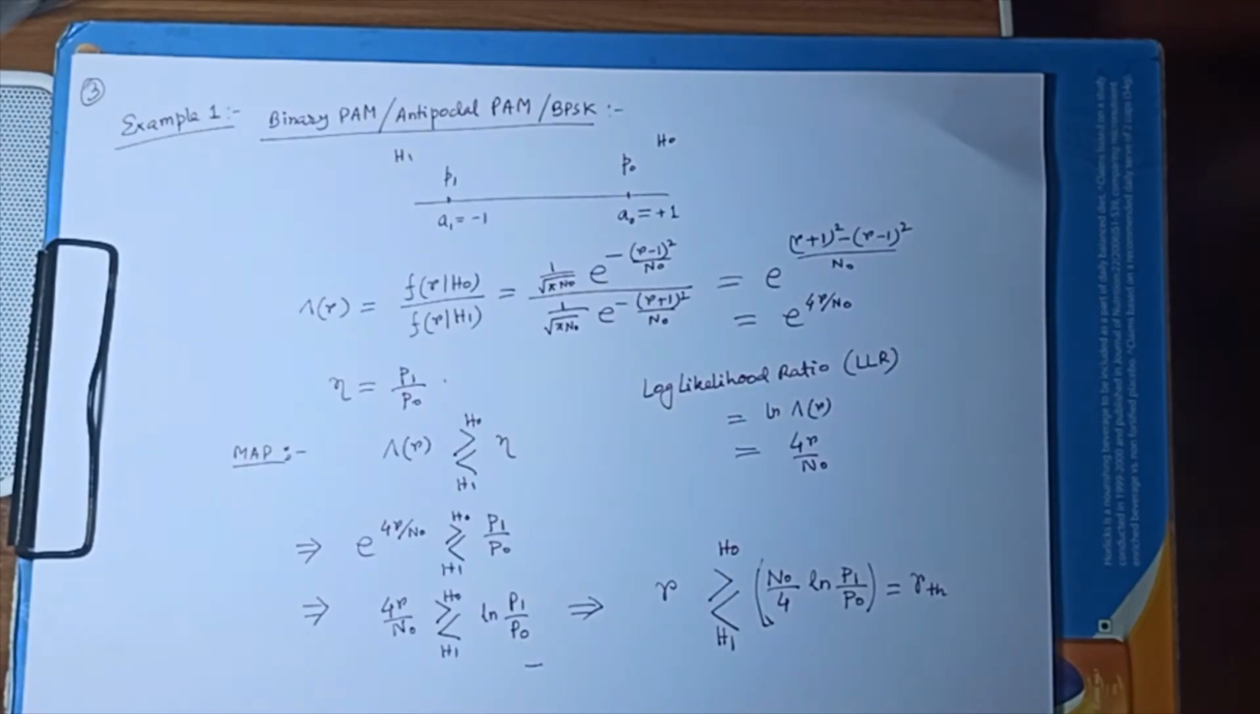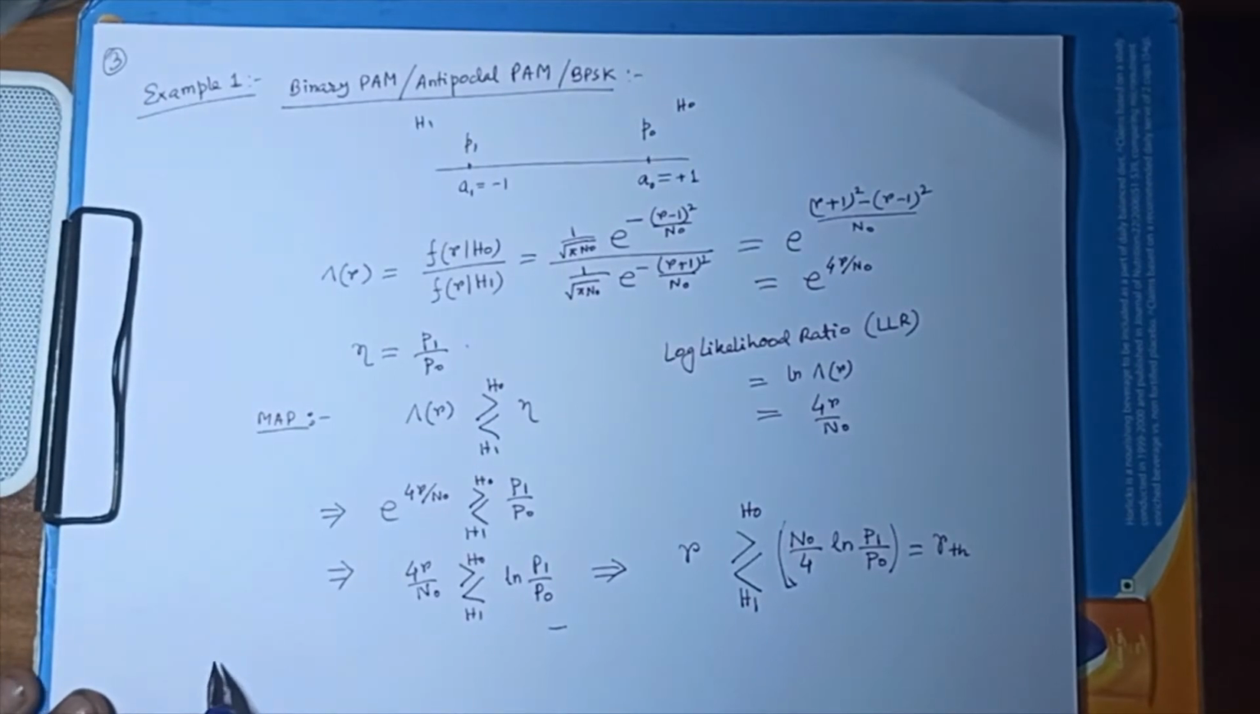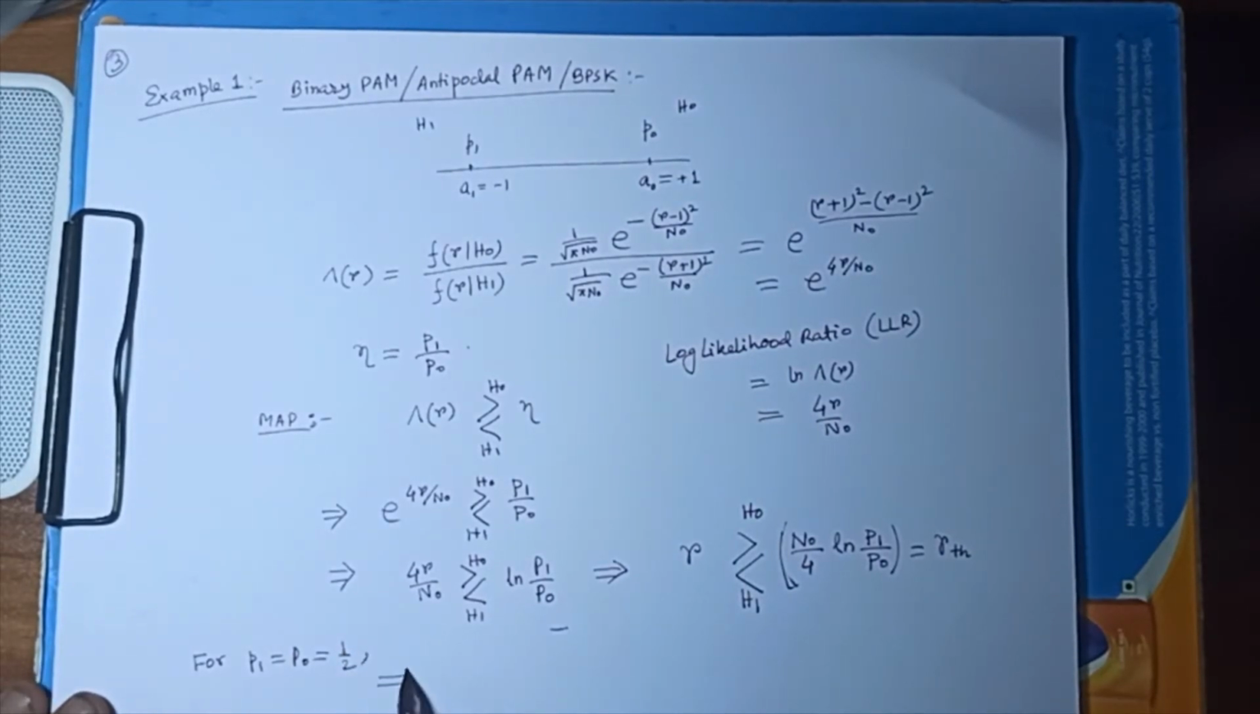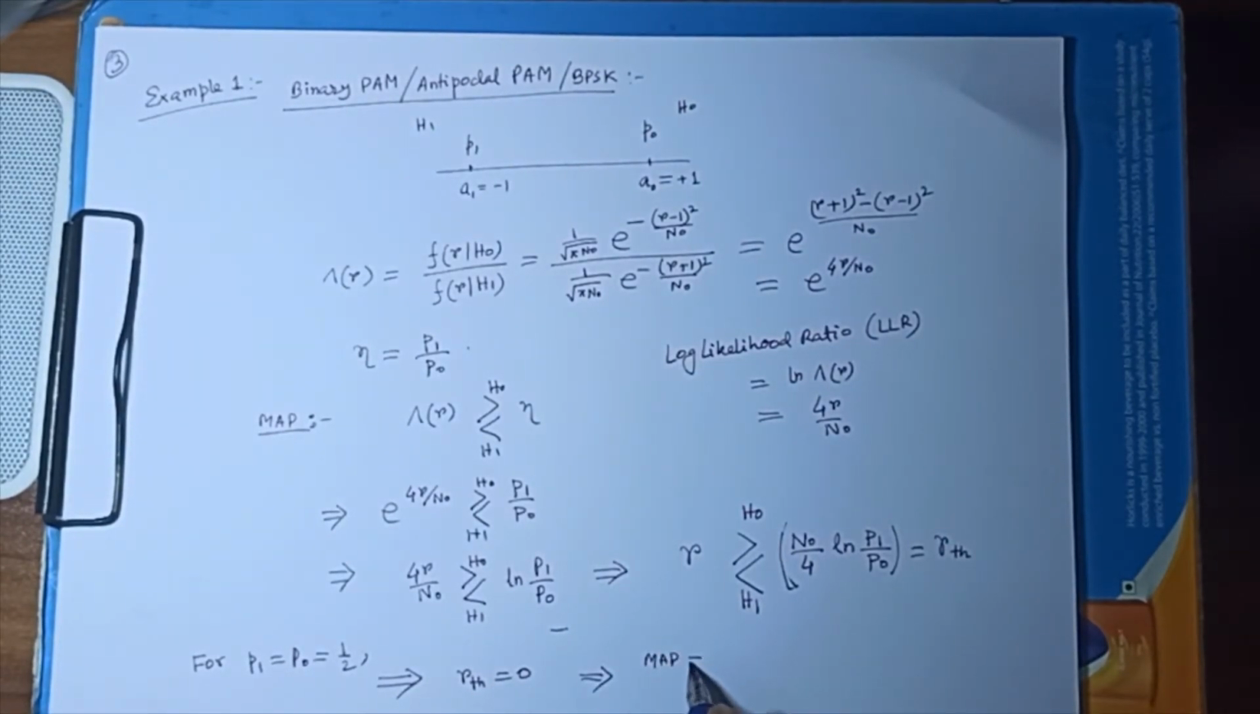Our easiest case is the communication application where p1 is equal to p0 is equal to half. Clearly this will be 1, and log 1 is 0. So your r threshold is 0. For equiprobable, p1 equal to p0 equal to half, your threshold is 0. Then your detection rule, MAP, gives r greater than or less than 0, h0 for greater and h1 for less.